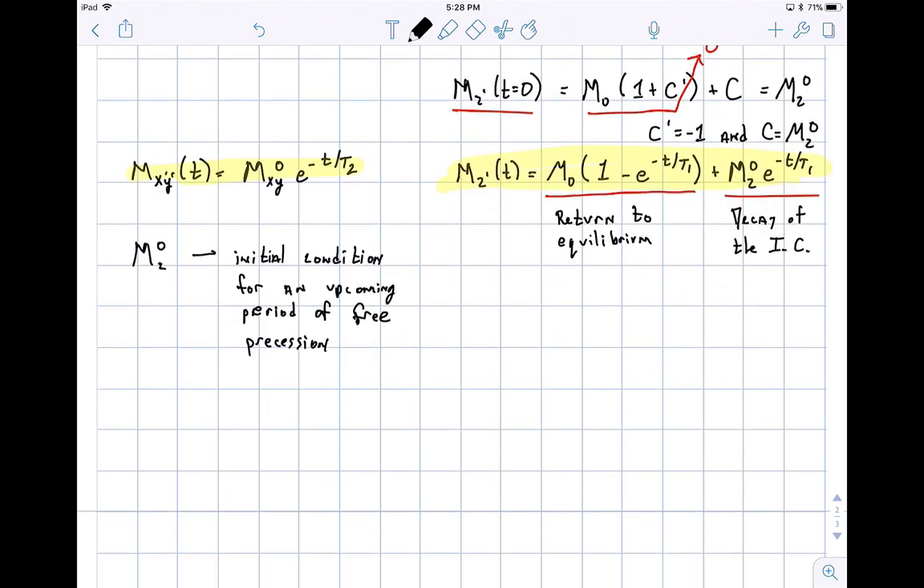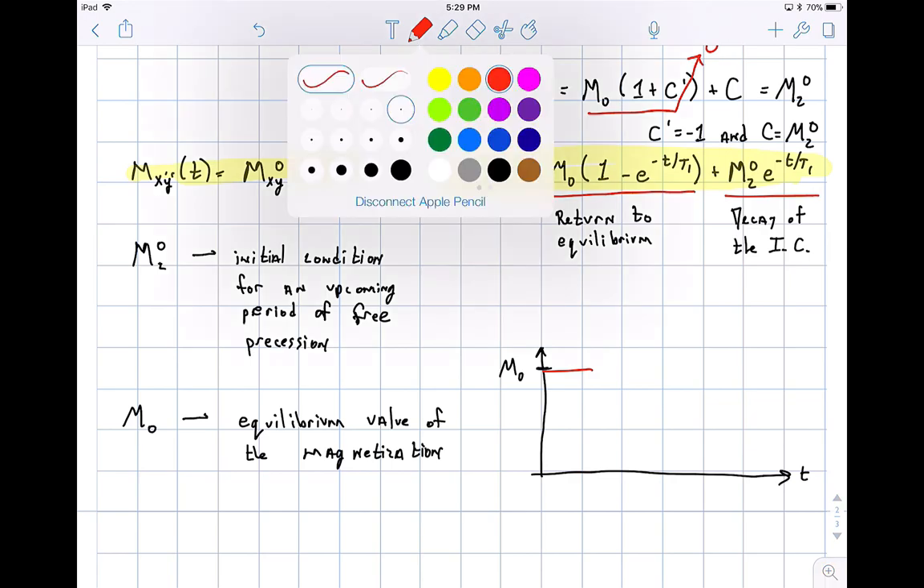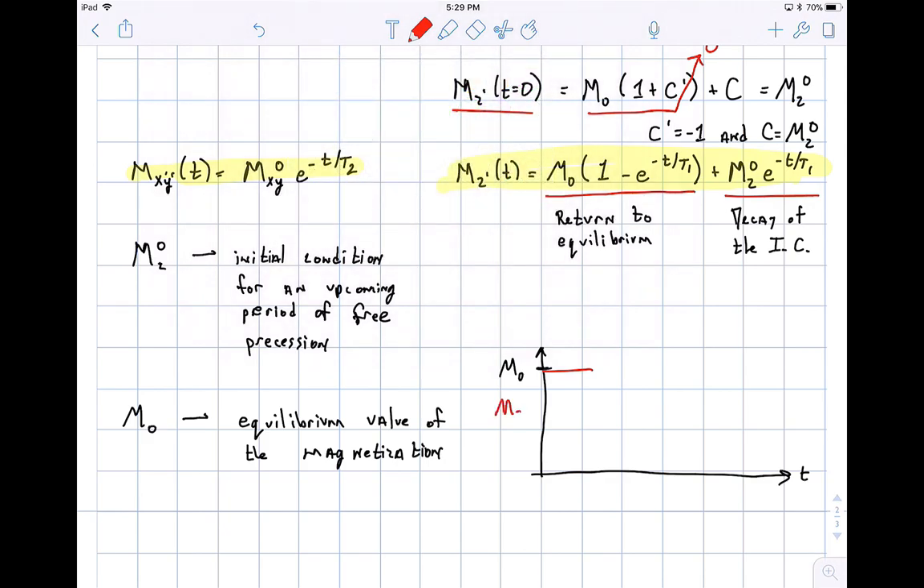And the distinction that we make is with regards to M0. This is the equilibrium value of the magnetization. It's not even explicitly the MZ magnetization. So in one example, let's say this is time, and I can start with some magnetization that at equilibrium has a value of M0. And as time is progressing, it just has a value of M0. Let's call this the MZ magnetization. The red line shows the history of my MZ magnetization. I haven't done anything, so it just hangs out stably at M0.